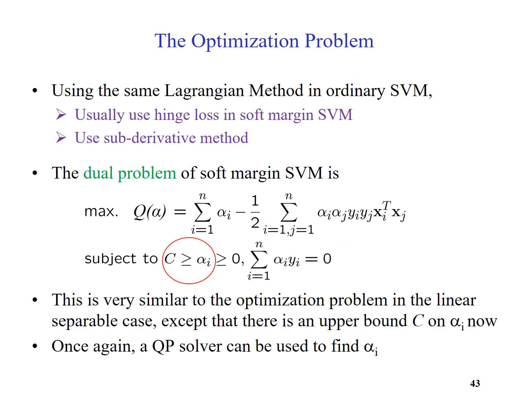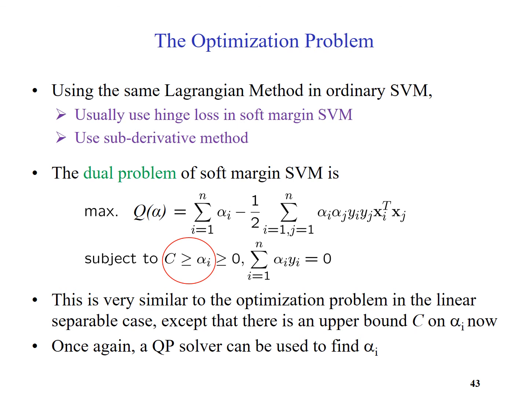So we defined the problem of soft margin SVM. And just like we did in linear SVM, we change this to the dual problem of soft margin SVM. The idea is the same. We use the Lagrangian method and the KKT conditions, etc. Pretty much the same.